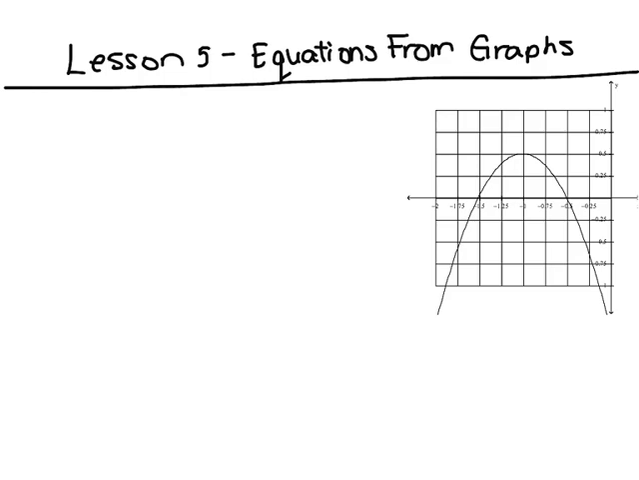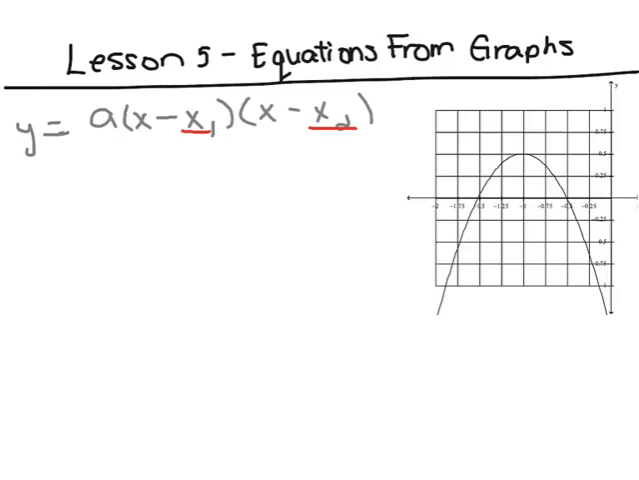Lesson 5, equations from graphs. So there's two ways that you can write an equation for a graph. The first way is to write it in factored form. And factored form looks like this. And this is where x1 and x2 are your x-intercepts.